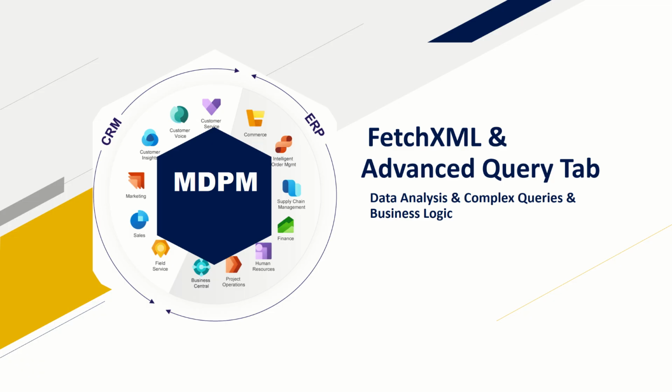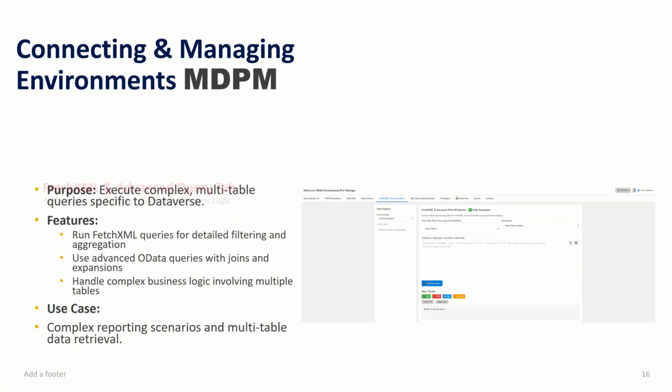What you have in front of you here right now is the next module called Fetch XML Advanced Query tab. So what can you do with this query tab? As you can see underneath it, you can run data analysis and complex queries for business logic. It's kind of similar with the data analysis tab, but this particular tab uses Fetch XML SQL syntax script, while the data analysis tab uses OData query language.